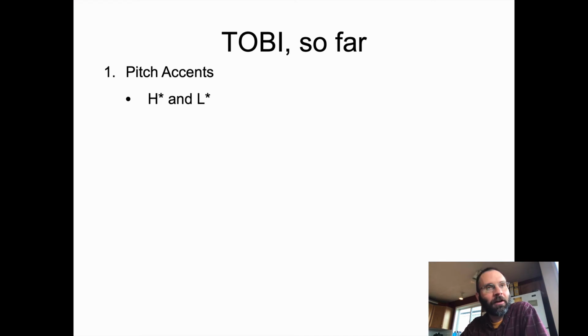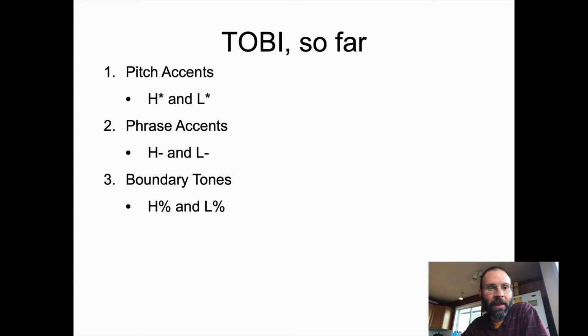On the one hand, we have pitch accents, and we've learned two of those, H star and L star, and like I said, we're going to add three more to the cadre of pitch accents we have today. We also have phrase accents, which we learned about last time. Those are H dash and L dash, and they align with the ends of intermediate phrases. We also have boundary tones, which are H percent sign and L percent sign, and they align with the ends of intonational phrases.